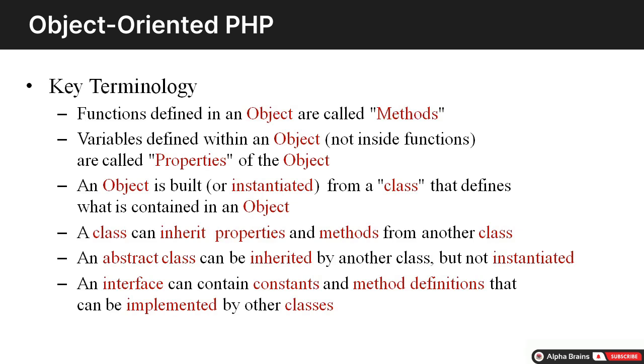from a class. Now, a class is something that defines what is contained in an object, the various properties, the various methods or functions that are in an object. The class will serve as a definition of how to build an object. A class can inherit properties and methods from another class. An abstract class can be inherited by another class, but it cannot be instantiated by itself. More on that later. An interface is another key thing that we're going to build with object-oriented programming.